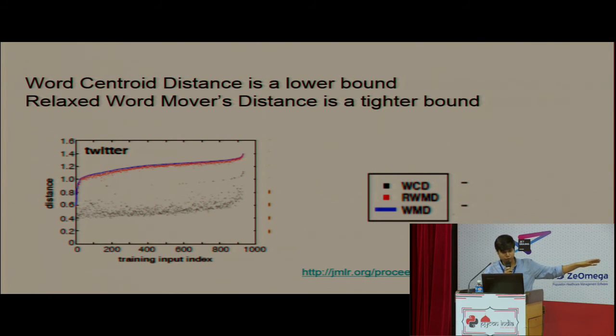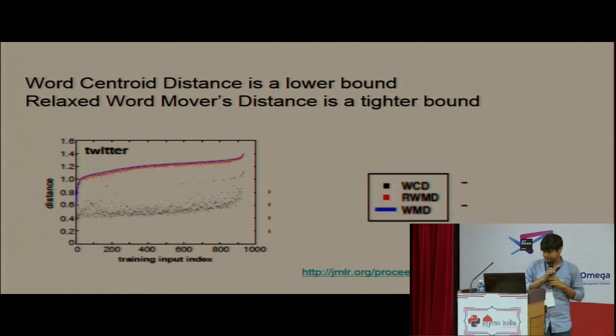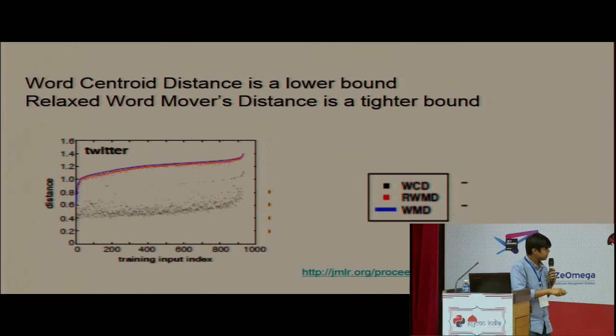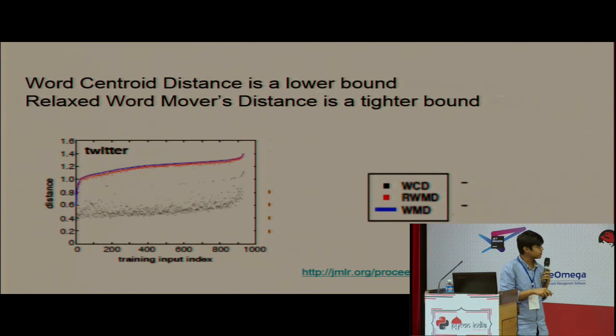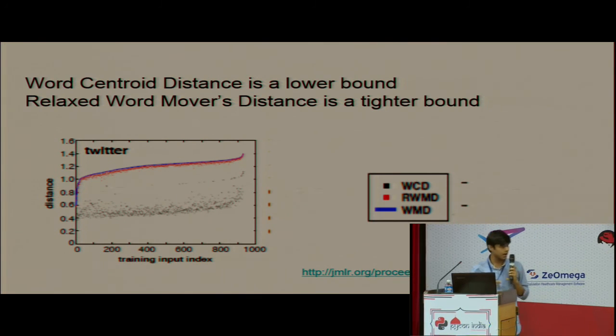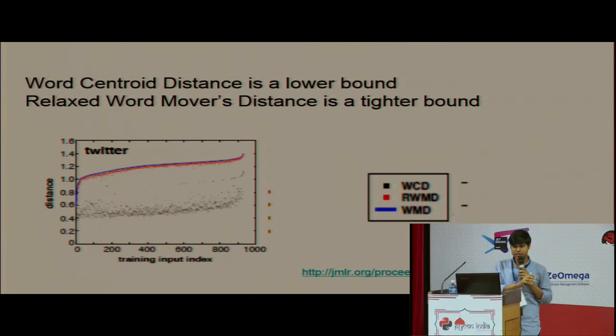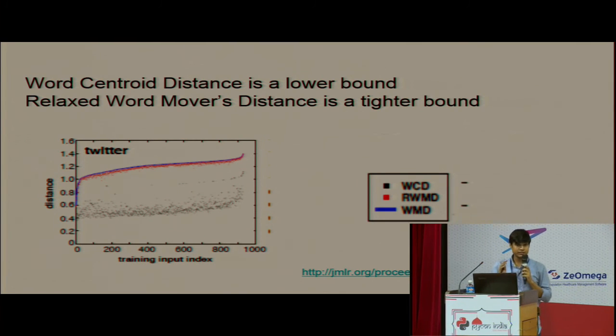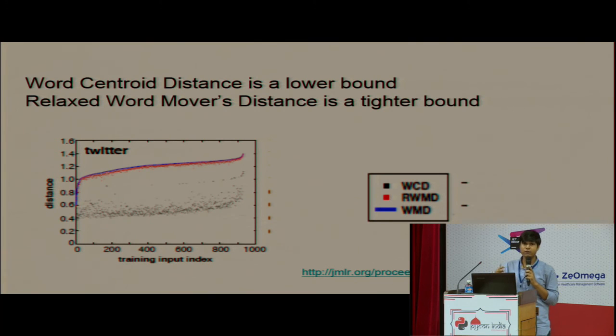This graph shows the distance of a Twitter tweet from other tweets that were present in the corpus, arranged in ascending order. The lowest ones are the WCD, the red ones are the RWMD, and the blue ones are the WMD. So you can see RWMD is the lower bound for WMD, and it can be used as a good metric for calculating similar distances.